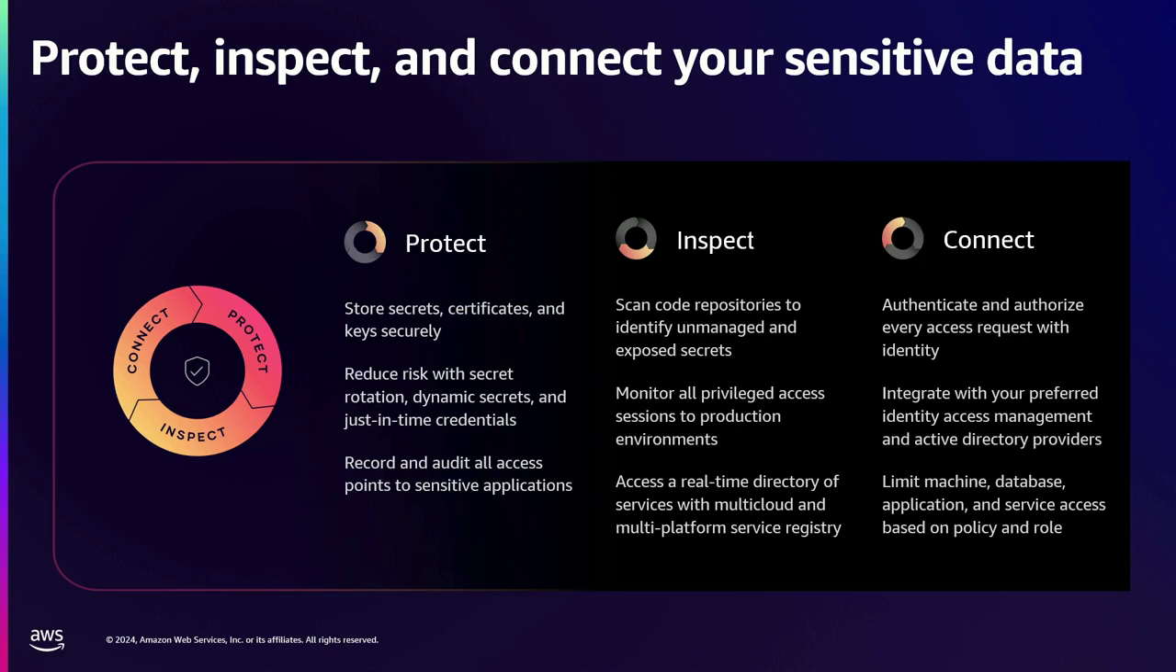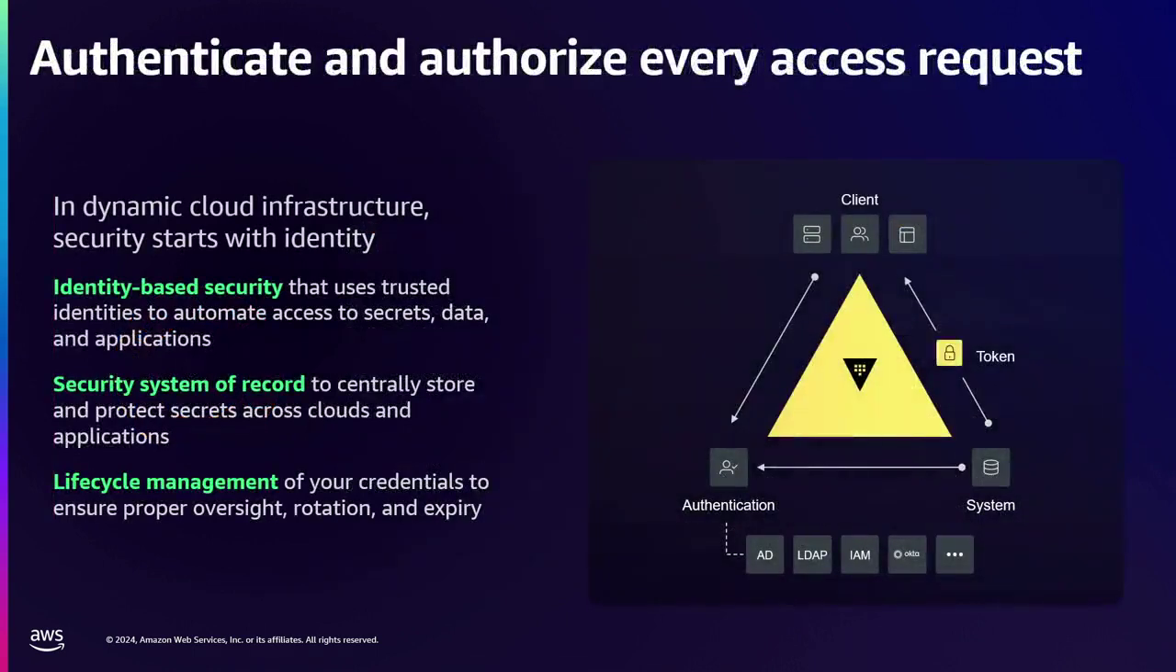So when it comes to protect, what I'm talking about is finding your credentials and secrets and putting them in one secure place. And then once you have them centrally managed, reducing the risk with secret rotation, dynamic secrets, and just-in-time credentials. When it comes to inspect, I'm going to show you 2 things here today. One is a way to scan your code repos for unsecure credentials, and the second is to monitor SSH privileged access sessions. And the third piece, we're going to bring it together. I mentioned those 2 products, Vault and Boundary. I'm going to show you how they work together to connect, authenticate, and authorize your users with dynamic secrets.